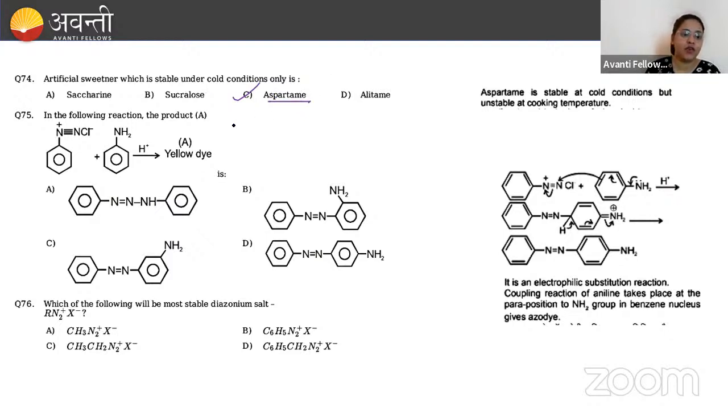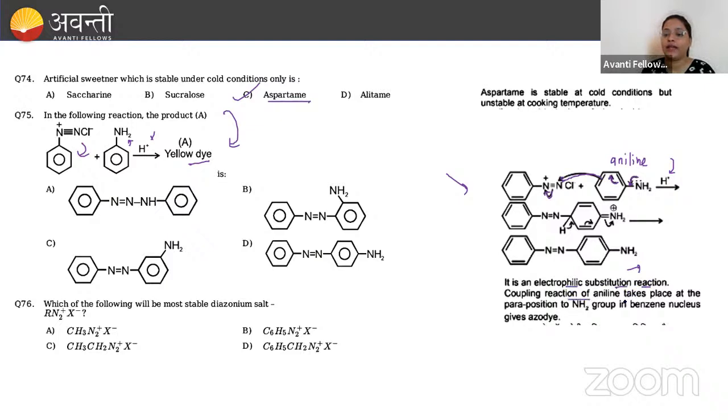Right. Next, in the following reaction, product A is yellow dye. So here there is a diazonium salt, which reacts with aniline in the presence of H plus ion. What is going to form? See here I have shown the reaction. This diazonium salt and aniline react with each other in presence of acid to form, like this way the reaction goes. In this way there is a delocalization of electron and formation of bond takes place, and again the aromaticity is intact in the molecule. So this is an electrophilic substitution reaction.